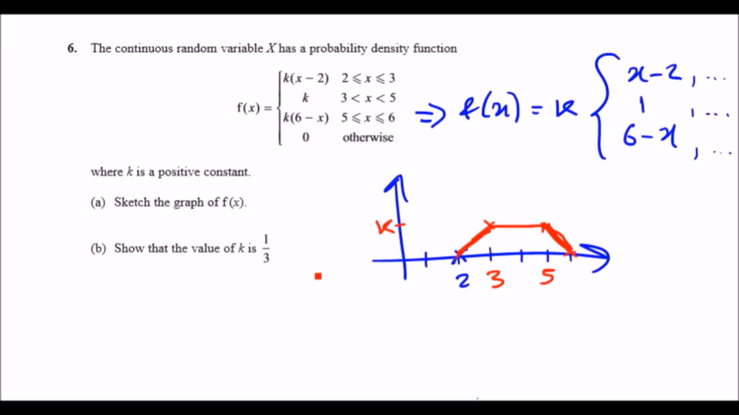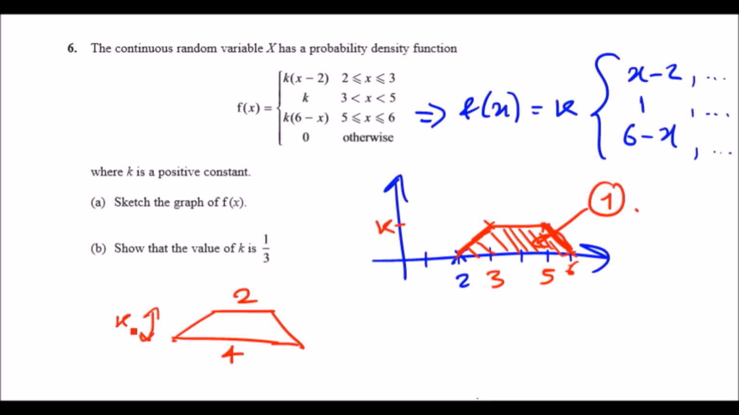Now for part B, show that the value k is a third. One thing to know about these kinds of shapes is that the area underneath the curve or the line is always going to have a total area of 1. So just look at the shape. This is just a nice little trapezium. It's got firstly a width, so it's up to 6, 2 to 6, so it's got a width of exactly 4 across, and another width at the top of 2, and it's got a vertical height of k.